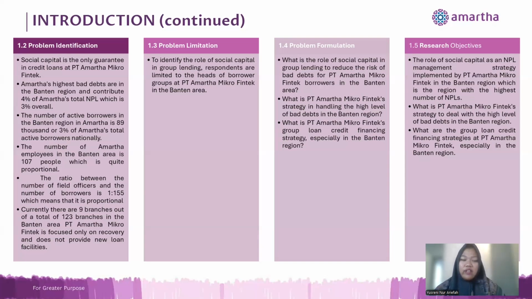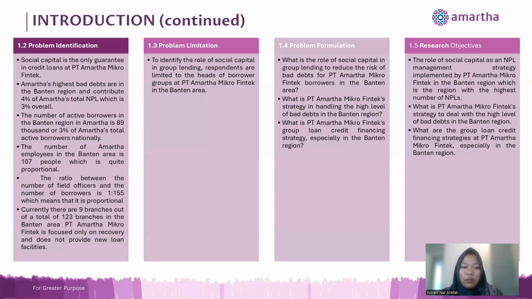Next, problem identification. Social capital is the only guarantee in credit loans at Amartha Mikro Fintek. Amartha's highest bad debts are in the Banten region, which contributes 4% of Amartha's total NPL, which is 3% overall. The number of active borrowers in the Banten region is 89,000, or 3% of Amartha's total active borrowers nationally. And the number of Amartha's employees in the Banten area is 107 people, which is quite proportional.